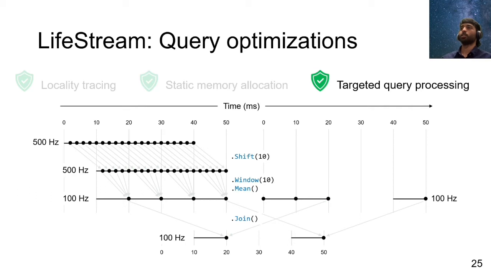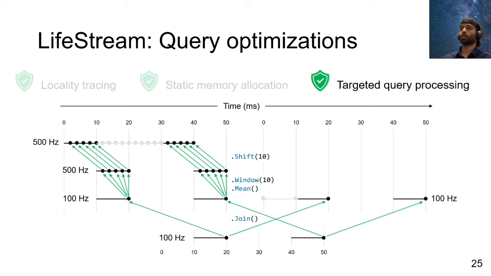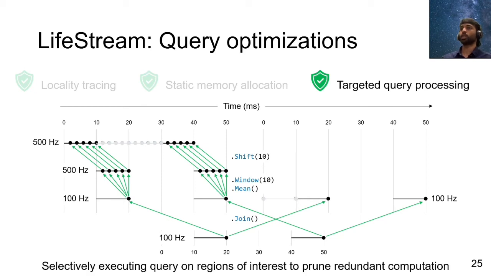Finally, to deal with redundant computations in the presence of discontinuities in the input stream, LifeStream follows a query execution pattern called targeted query processing. In this method, LifeStream uses the linearity property at runtime to trace the regions of input streams that are expected to produce output in the final output streams, and then selectively executes the query only on those regions. This allows LifeStream to skip over the events in the input streams that are expected to produce redundant computations during query execution.